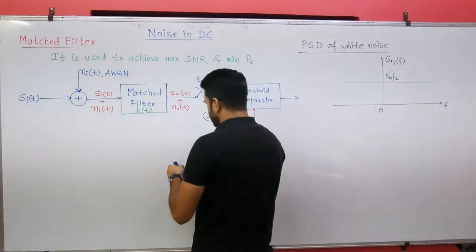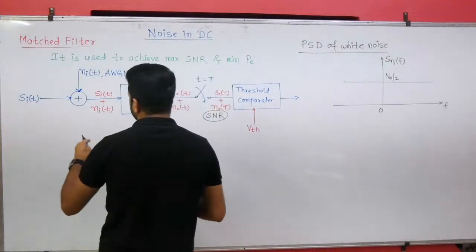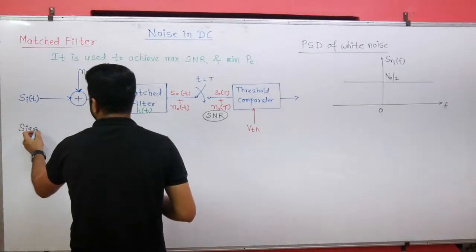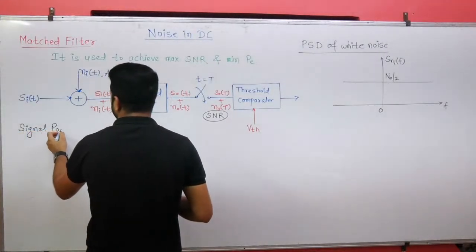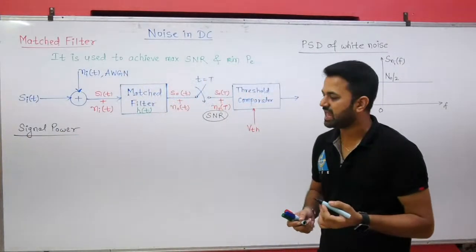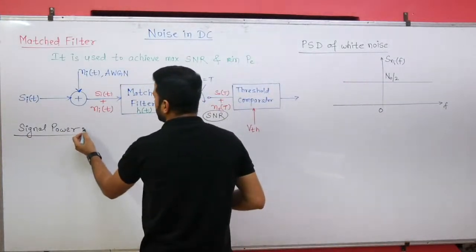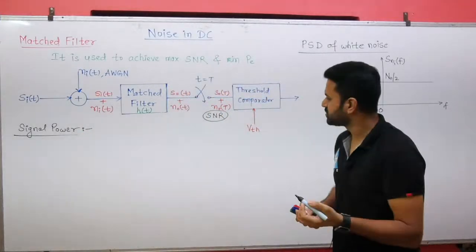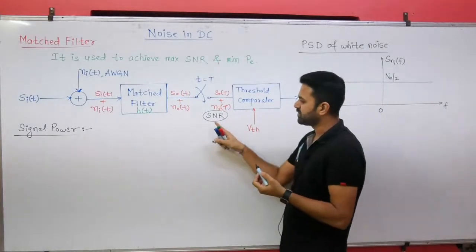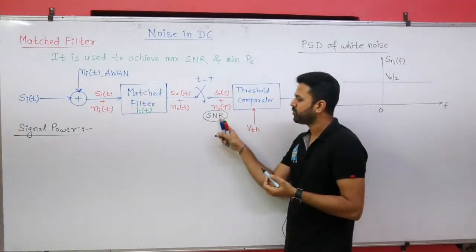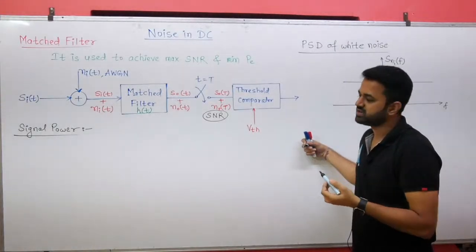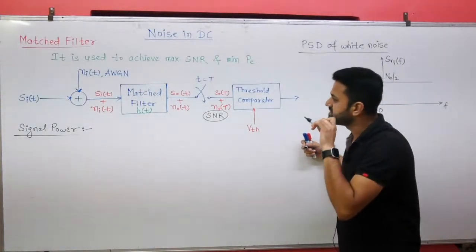So let's calculate first the signal power. Our purpose is to calculate the signal power at the output. To get the signal power, we should have the signal at the output, because we want to calculate the signal to noise ratio at this point. So what is that signal that is coming?